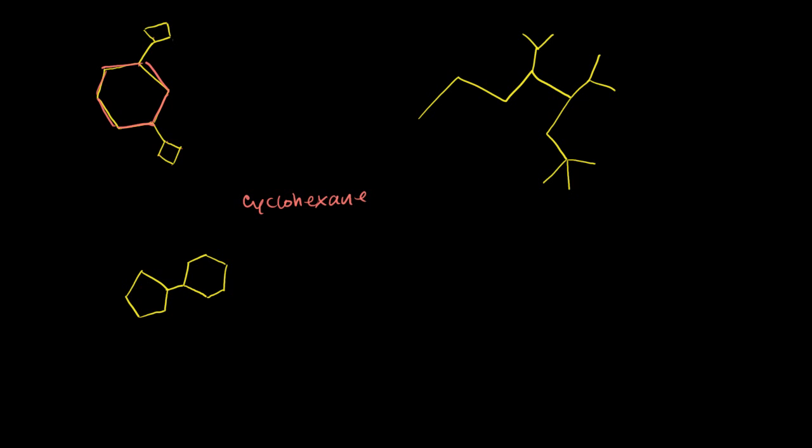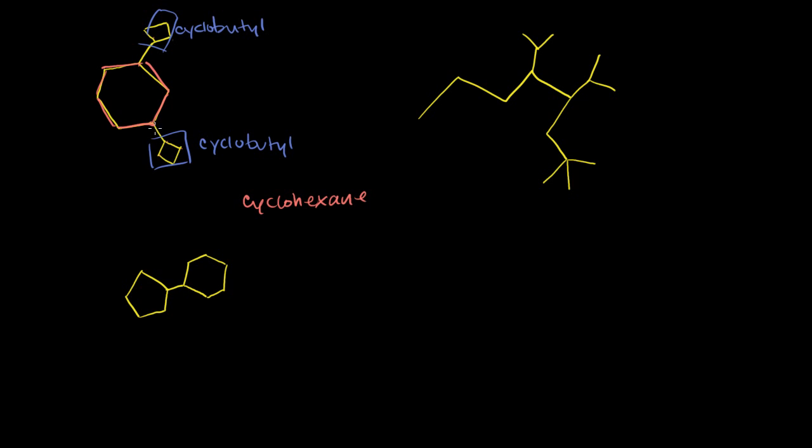And then we have 2 of these 4 carbon rings. So 4 carbons, we're dealing with the prefix but, but for 4. And we've got 2 of them. So both of these are butyl groups. But they're in a cycle, so they're actually cyclobutyl groups. Cyclobutyl. And we have 2 things attached to this ring right there.